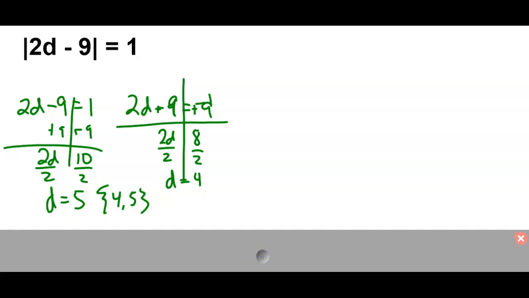And when I move that down, everything got weird. So, my answer, I'm going to rewrite it over here. And I'm going to say d is equal to {4 or 5}, either one. Depends on what I put in there first. Okay? Awesome. So that's one example.